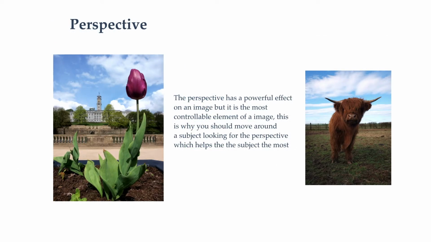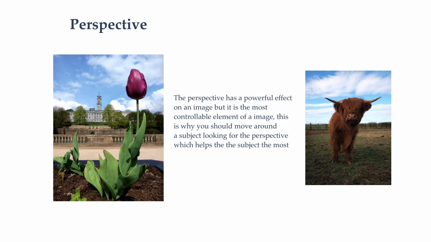What we're looking at here is perspective, and perspective is when you can mess around with the size of something, and you can either make it look really small or make it look even bigger. So in this particular image here, we've got, I think it's a tulip. The tulip looks bigger than the building behind because we're using a wide angle lens and getting in quite close to the tulip. So the tulip ends up looking like it's almost the same size as the building behind.